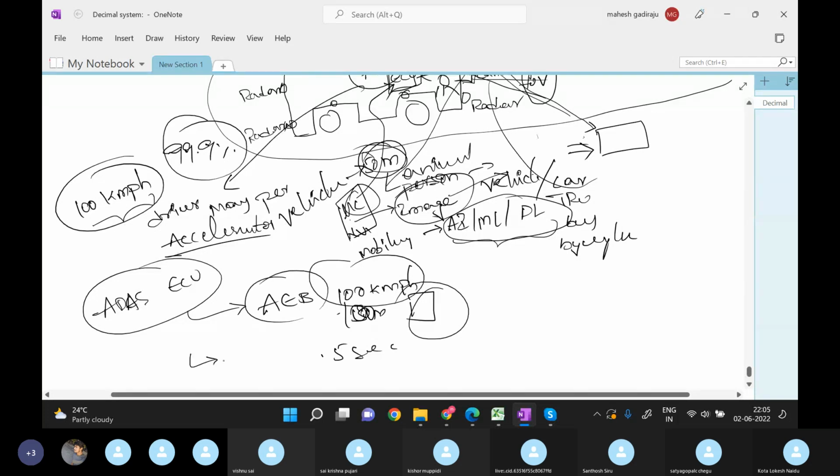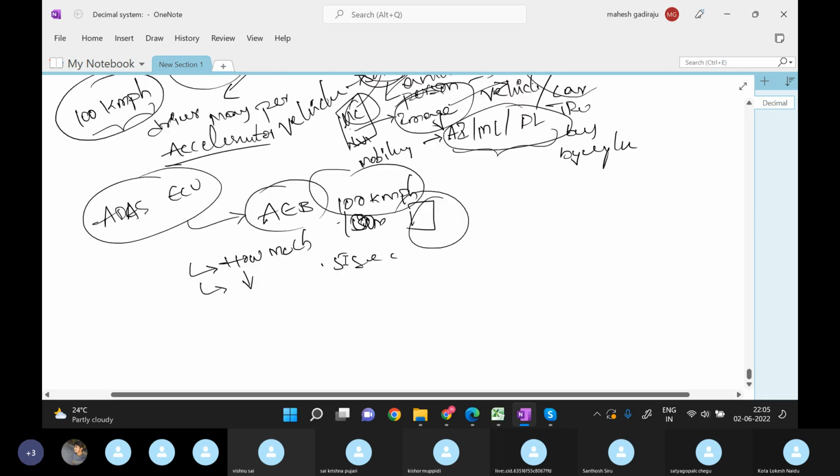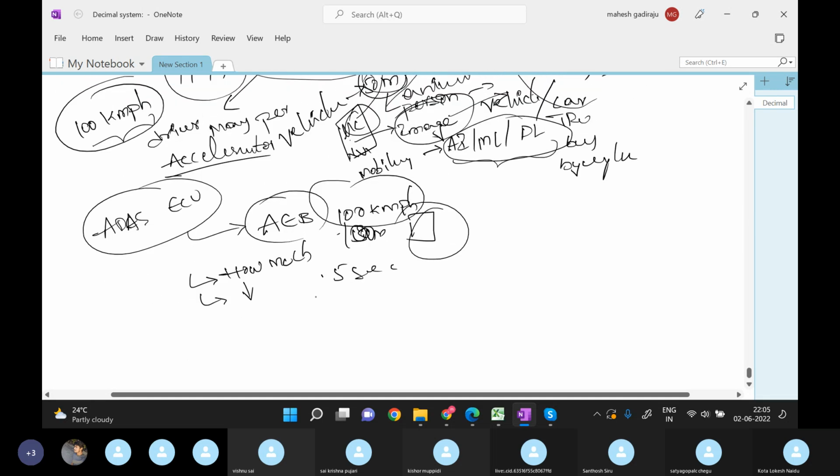It will try to think how much time it will take to hit the vehicle. So it will try to reduce the speed by braking. While reducing the speed, it cannot apply a sudden brake. Correct? Correct, right?